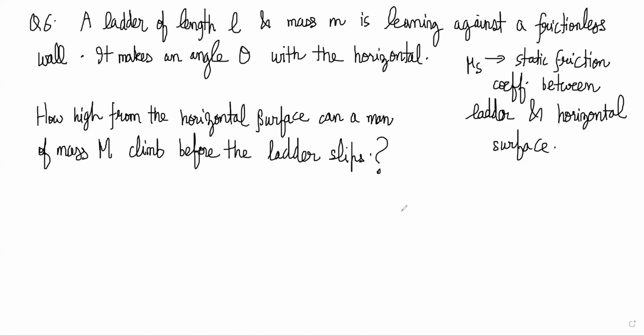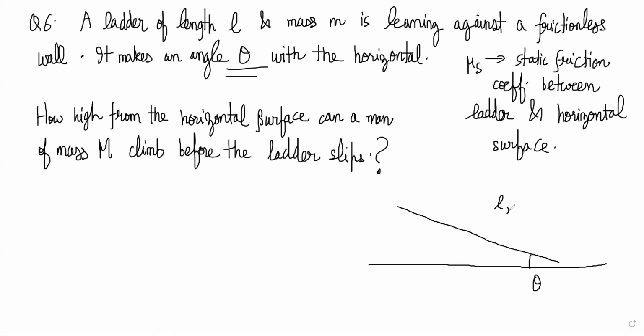So I will draw the figure like this. This is the situation. This is angle theta. The ladder is leaning with angle theta. The ladder has length L and mass small m. And this is basically the wall. This is a frictionless wall. And let's say the man has come here. The man has climbed here, and let's say this height is h. This height is h. The height is measured from the horizontal. And we are saying that the ladder is about to slip right now, right?